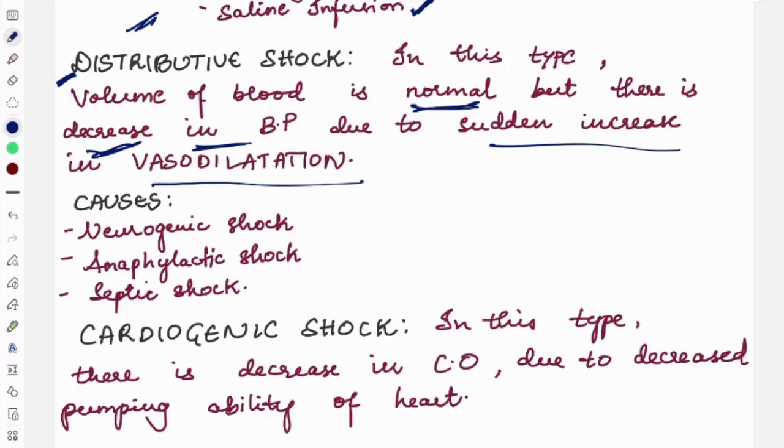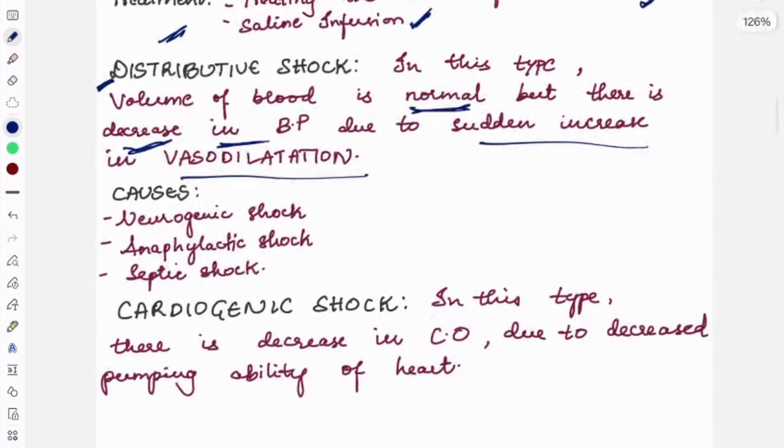But one thing we need to remember, that the blood volume is normal. Okay, in the question they may mention to you that the blood volume is normal, but what is the type of shock the person is suffering from, and what are the causes, they can ask you in this way. So in this type of shock, the blood volume is normal, but there is a low BP because of vasodilatation.